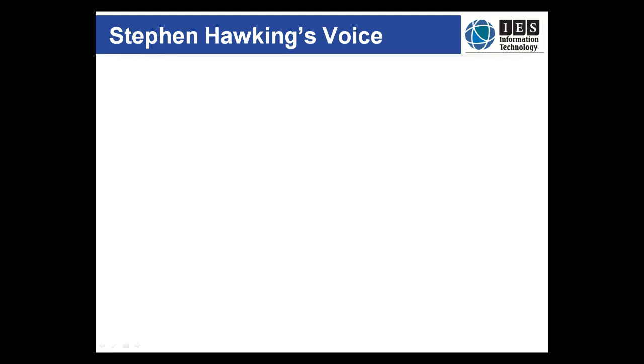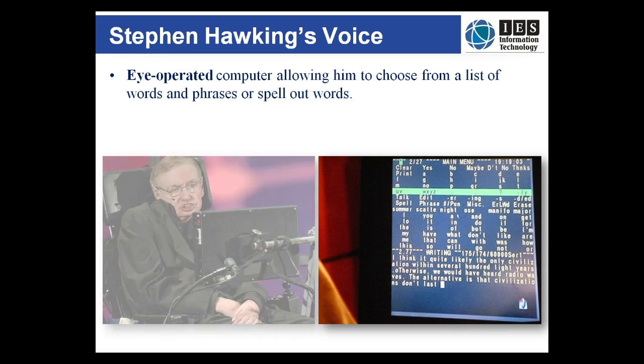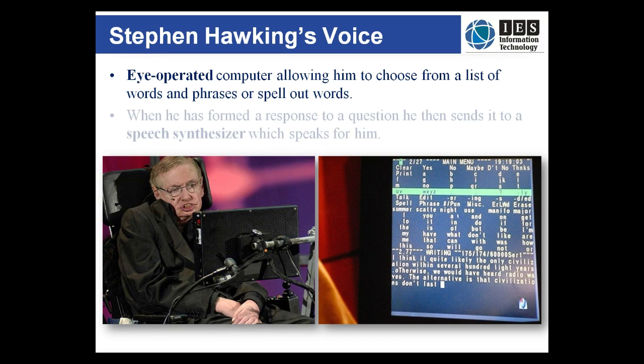Probably the best known user of non-standard input and output devices is the physicist Stephen Hawking. He uses an eye-controlled system because his motor neurone disease has left him unable to move. Once he has used the list of words and phrases on screen, or painstakingly spelt words using the eye input system, he then sends the text to a speech synthesizer which allows him to communicate. Click on the link in the description to see a short video explaining this more comprehensively.